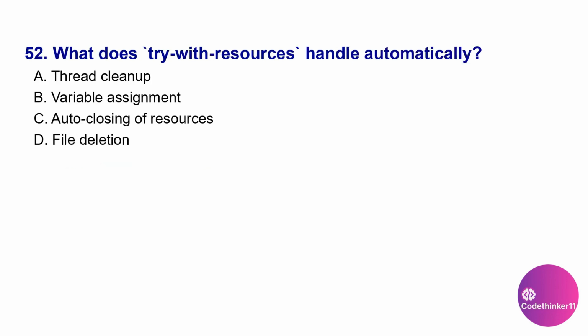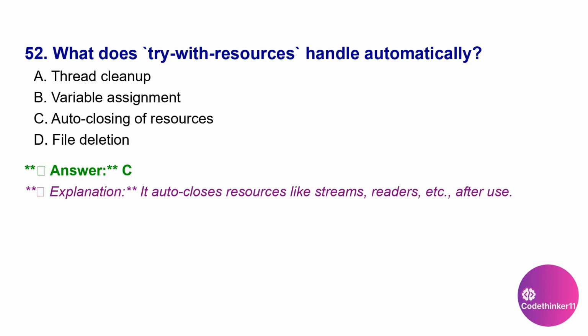Question 52. What does try with resources handle automatically? Option A. Thread cleanup. Option B. Variable assignment. Option C. Auto closing of resources. Option D. File deletion. The correct answer is option C. Explanation. It auto-closes resources like streams, readers, etc.